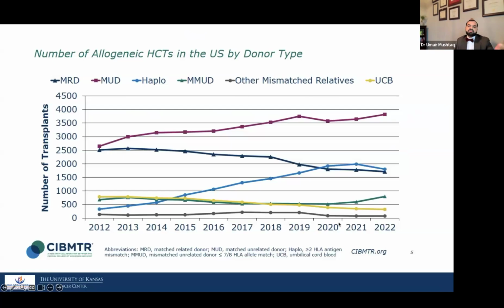This is US data, but if you look at European data or worldwide global data, that essentially mirrors it. In the past 10 years, 2012 to 2022, the light blue line represents haplotransplants, and the purple line represents unrelated donor transplants. There has been growth in both unrelated donor and haploidentical use, more so in haploidentical use.